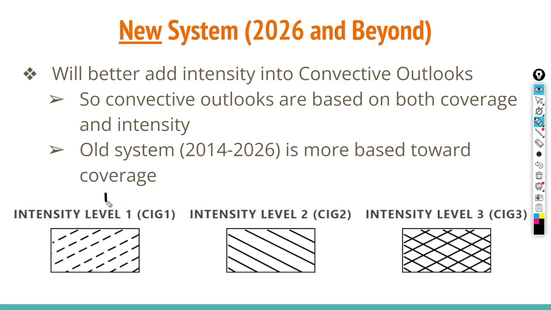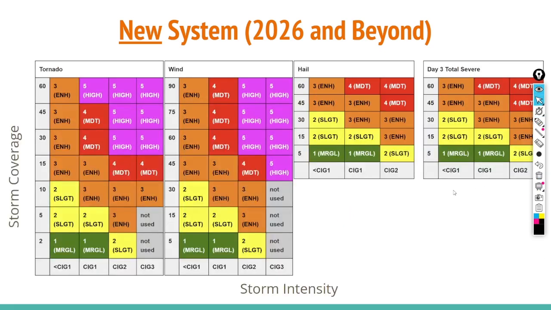This is level 1, this is level 2, this is level 3. This is going to be the rare one that you will not see very often unless you're going to see some very bad storms. But again, this is going to equal out both intensity and coverage. We're going to see it kind of equal out here, which I'll show you on our scale.